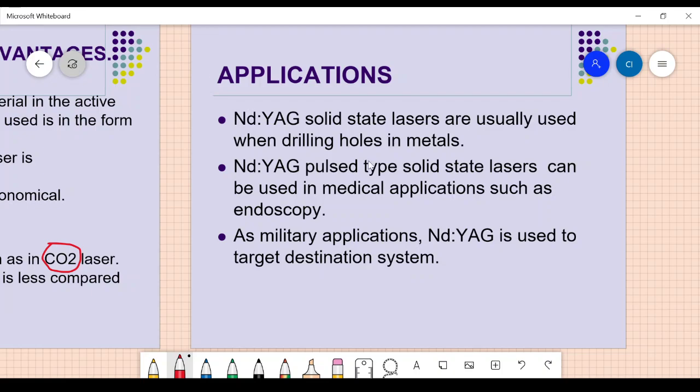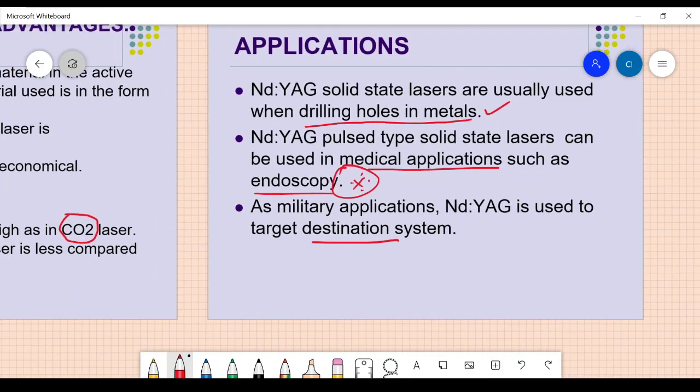Solid state lasers are usually used for drilling holes in metal. As a pulse type laser, it can also be used in medical applications such as endoscopy, which is highly essential and still used nowadays. In military applications, it is used in target designation systems, which is not very human friendly, but still applied. So I think we have an idea of all the solid state lasers.